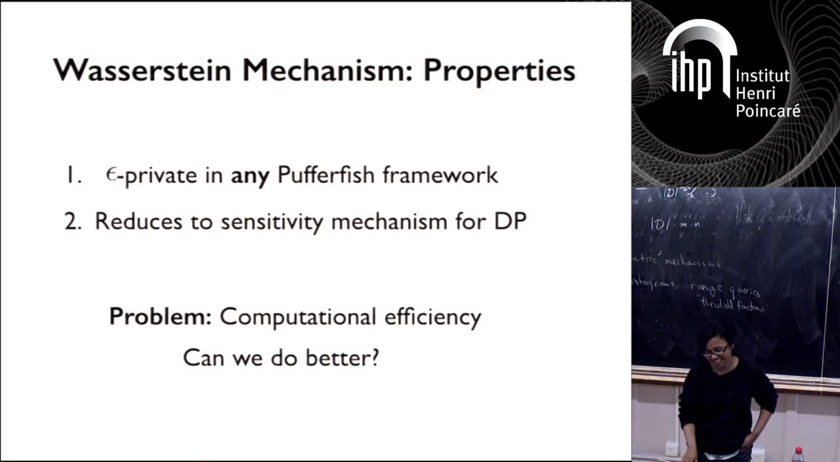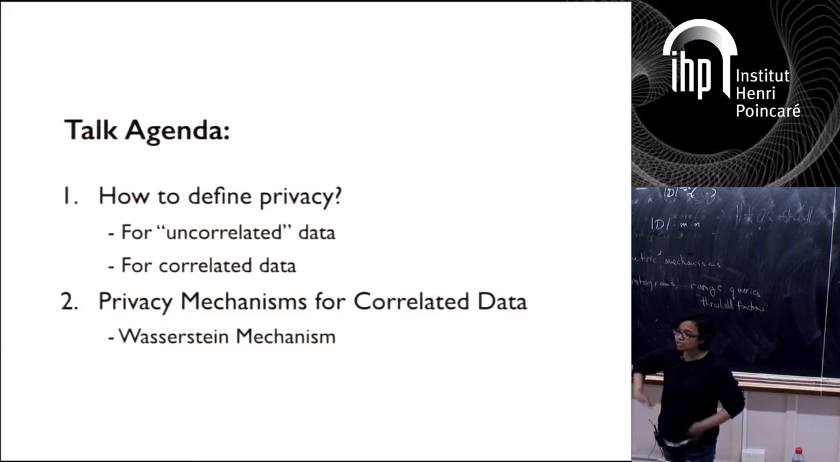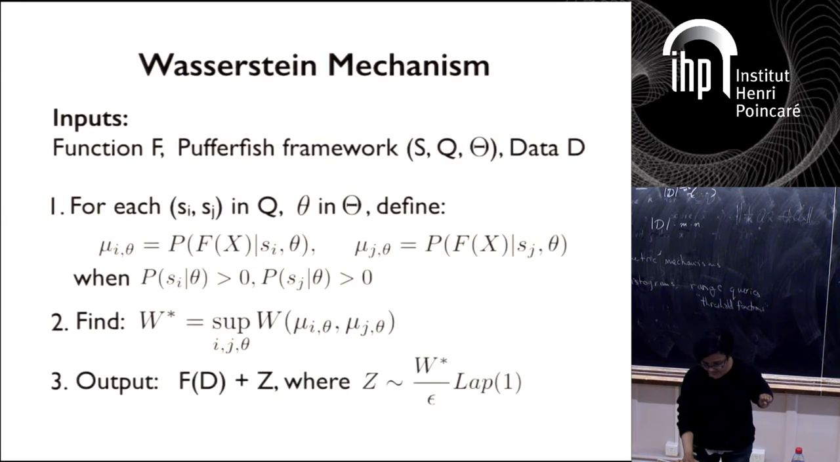Sure. Sorry, I didn't understand something. Where is the Wasserstein distance coming into the definition? Oh, it's not in the definition. So you said it's a mechanism. Yes, it's a Wasserstein mechanism, right? So if you use this mechanism, this will satisfy the definition. Go back to the definition. Yeah, could you go back? Here. If you use this mechanism, this will satisfy epsilon pufferfish according to the framework S, Q, theta. Oh, I see. So you do it for all distribution pairs in your set. Exactly.